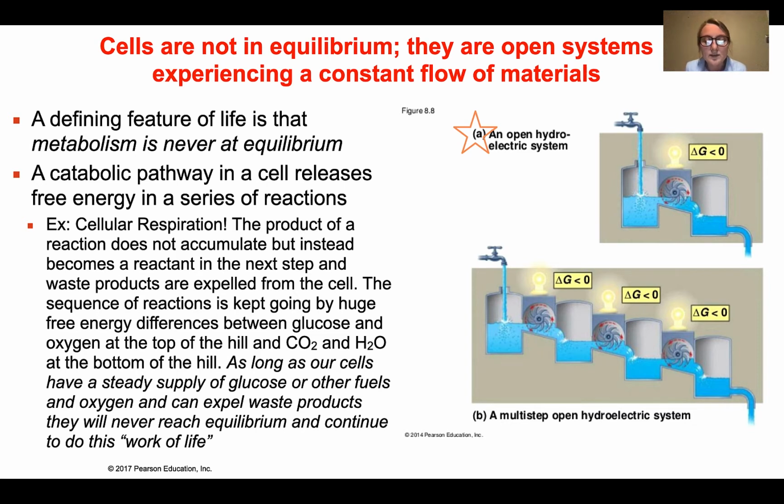So an example of this that we can see is this little hydroelectric system. All of our little, what are they called? I don't know, water turbines. Our water turbines in an open system will never reach equilibrium, which is a lot like our cellular respiration. The sequence of reactions in cellular respiration is kept going by the energy differences between glucose and oxygen at the top of the hill and our carbon dioxide and water at the bottom of the hill.